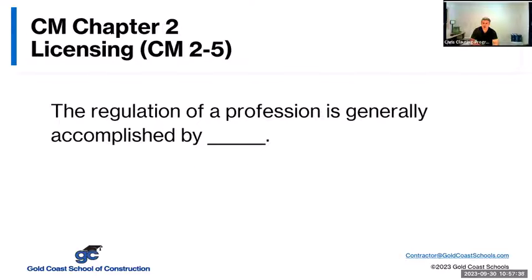Okay, let's try some practice questions now. We're going to go through starting on page 2-5. Again, this is going to be just to get you familiar with the content of the book and see if we can highlight some of these things. The regulation of a profession is generally accomplished by what? Well, we've been talking about it, and that's going to be by licensing, 2-5.